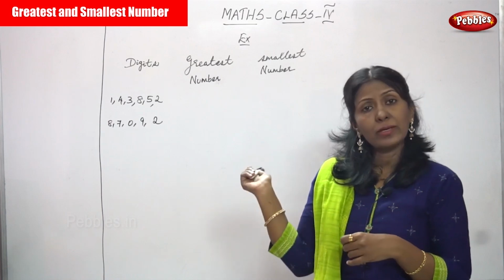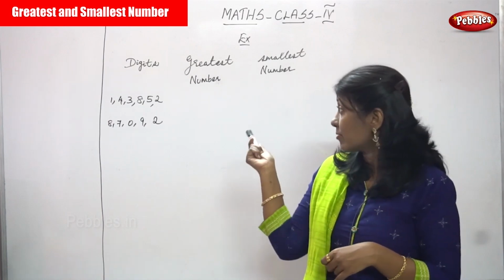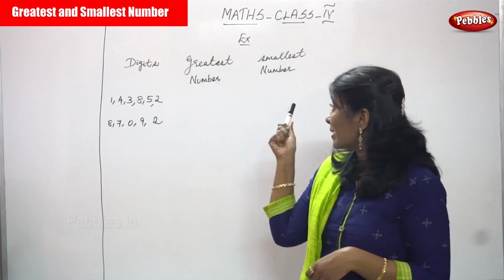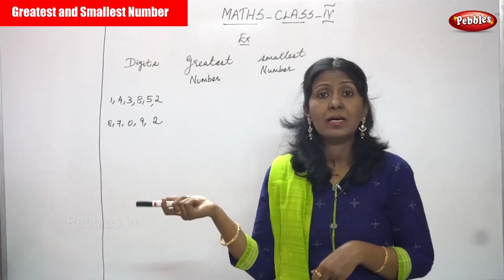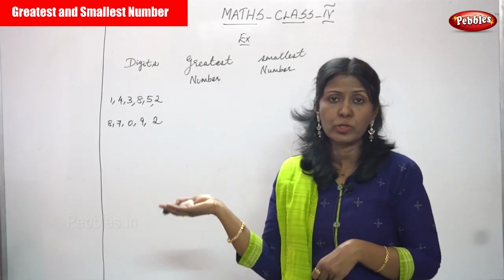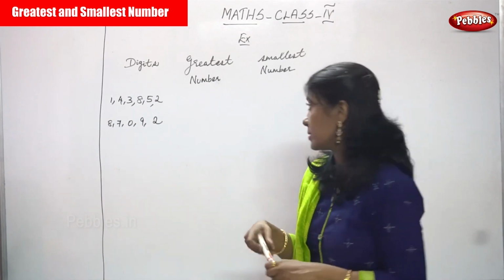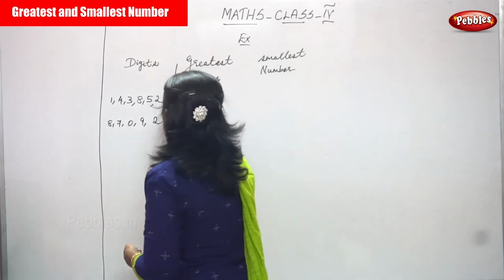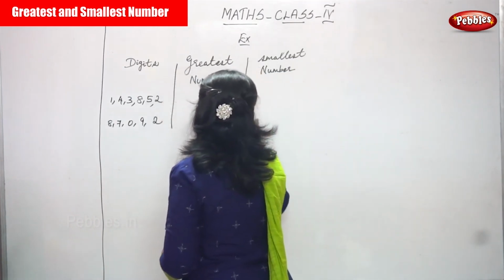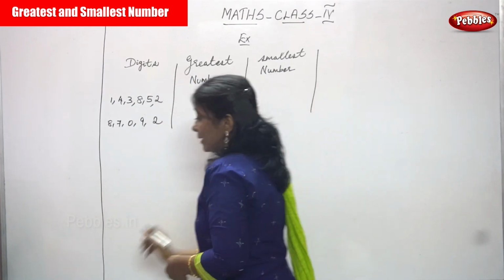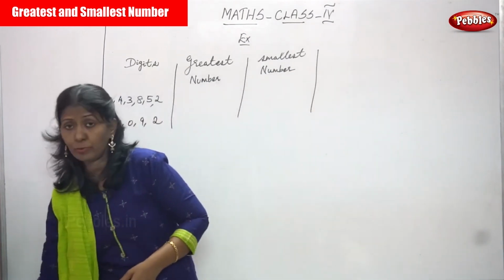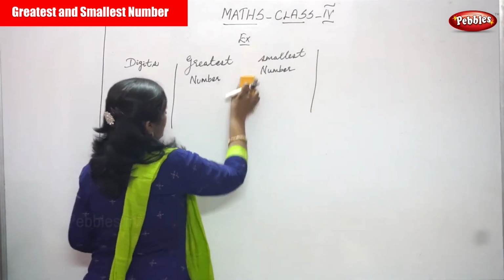Now we have seen just now what the greatest number and smallest number are. We have seen only the example. Now we are going to do some exercises. Now you can understand the concept very well. Let's start the class. Digits are given, and you have to find out the greatest number and write the smallest number. First, you have the digits given in the boxes.